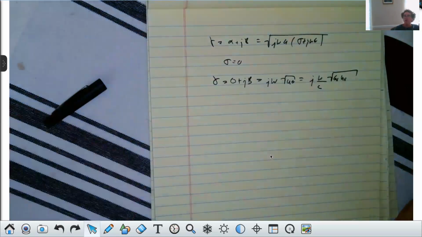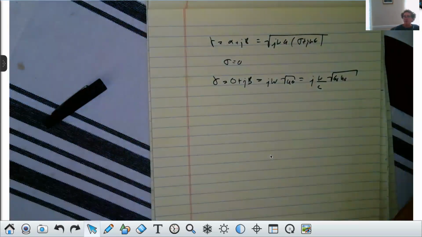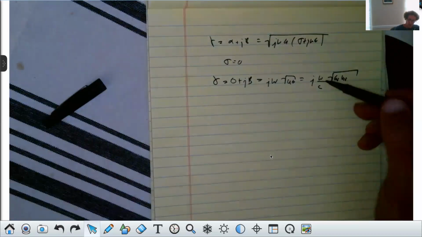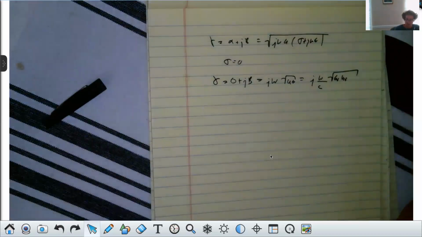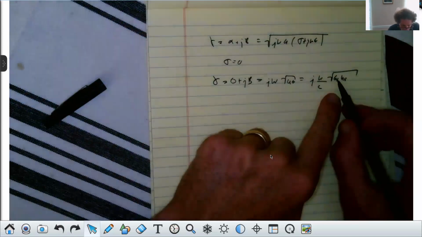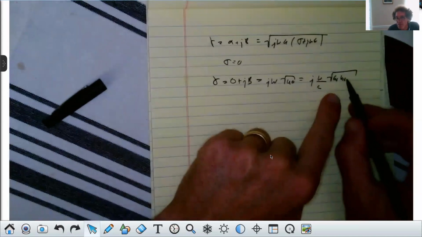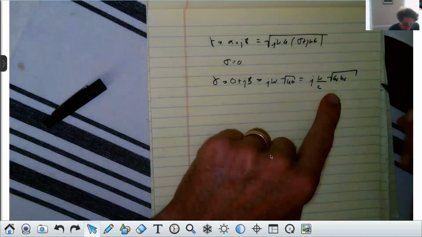Now I'm doing this rather quickly because I know we've been here for a while, but I'm trying to show you that omega over c is the thing that comes out front, and you just weigh it by the square root of epsilon relative, mu relative. If it's non-magnetic, you get rid of mu relative.